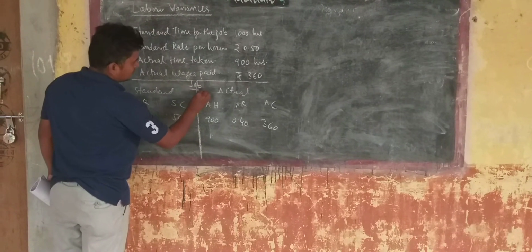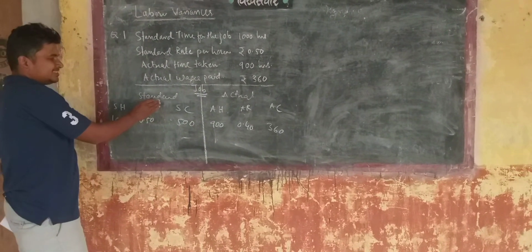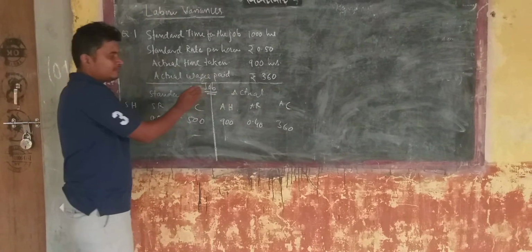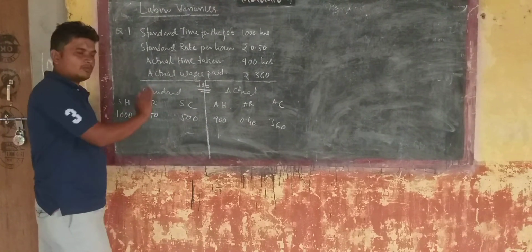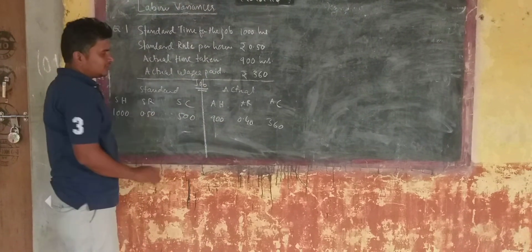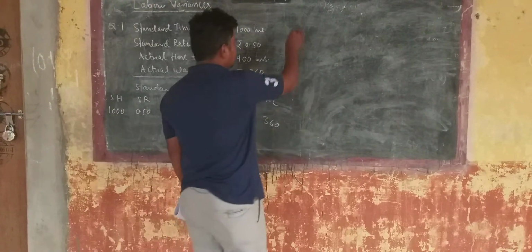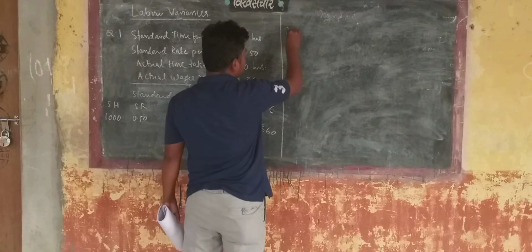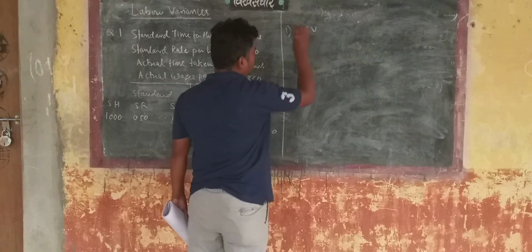So once this data has arrived, this is for a particular job. ये जो डेटा है, this data, standard and actual, should be for a common job, common output, or common production के लिए होना चाहिए. Okay, so this is for a particular job. Now see how to calculate variances. The first variance is labor cost variance.